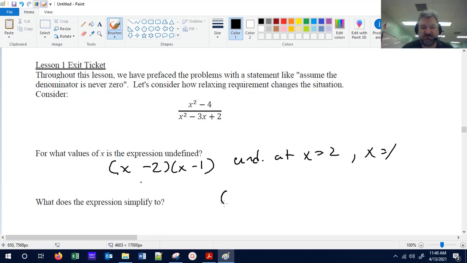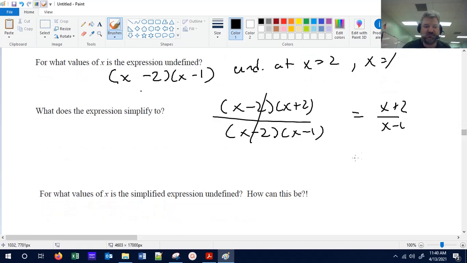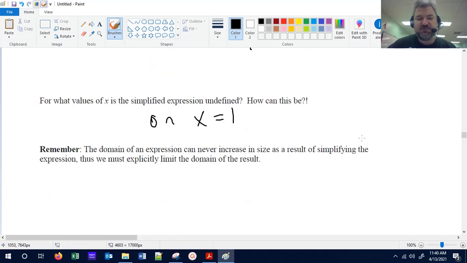But what happens when I simplify this? Well, it simplifies to x minus 2, x plus 2 over x minus 2, x minus 1, which is just x plus 2 over x minus 1. So which values of x is the simplified expression undefined? Only x equals 1. And how can this be? Well, because we canceled out one of the factors that told us that we were dividing by 0. So the problem is we need to restrict it from the domain.